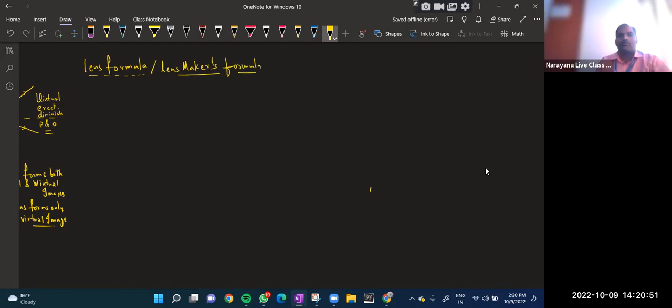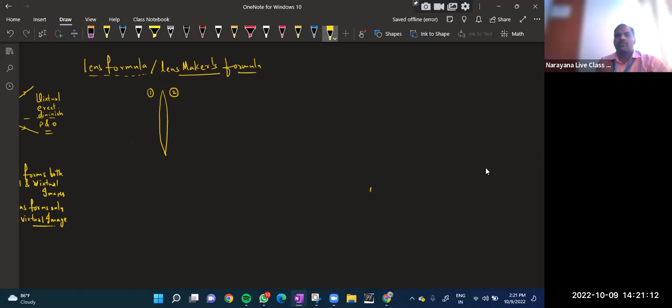So, this is one convex lens. This is the first surface, and this is the second surface. Usually, where do you keep the object? Generally, for a lens, the left side medium and the right side medium are the same only.